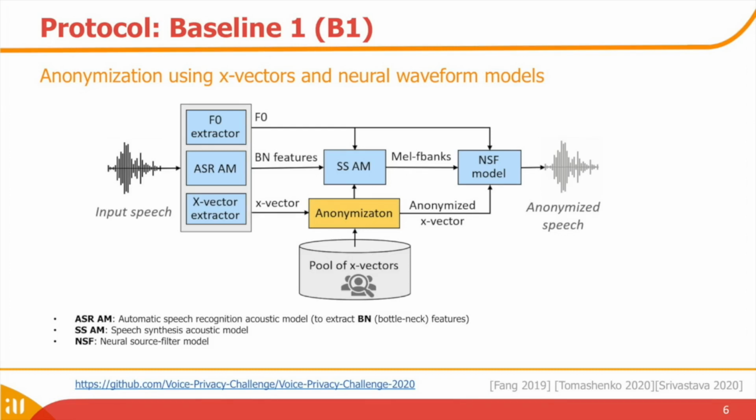The B1 anonymization system uses X-vectors and neural waveform models to synthesize anonymized speech. Its development required 3 steps. First, speaker X-vectors, pitch, and linguistic features were extracted from the speech signal. Then, X-vector anonymization was performed, where the original speaker X-vector was replaced by a new anonymized X-vector. Finally, the original linguistic features, pitch, and anonymized X-vectors were used to synthesize anonymized speech by means of neural acoustic and waveform models. More details on the B1 development are available in the papers cited on this slide.